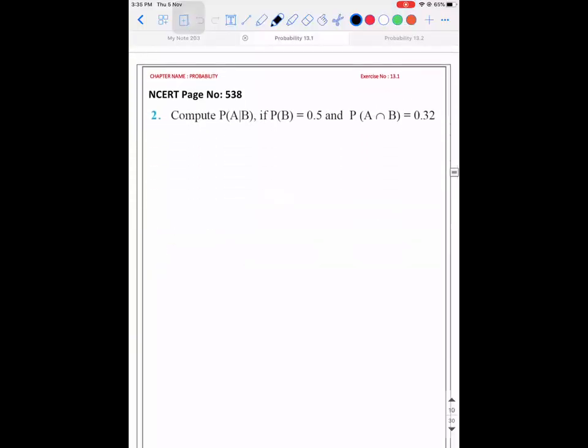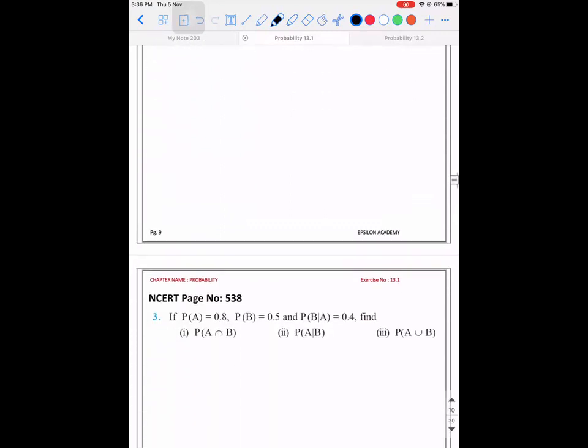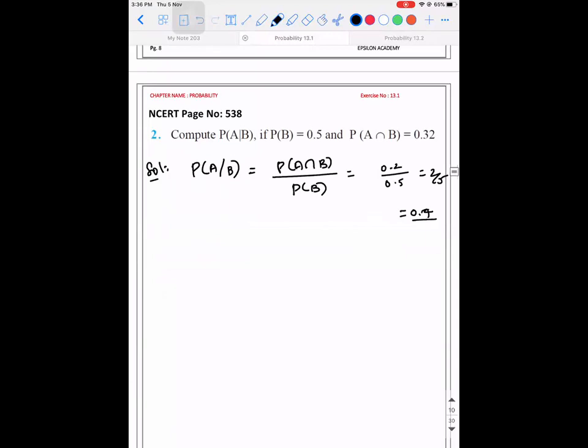So compute the probability of A given B if probability of B is 0.5 and probability of A intersection B is 0.32. Answer. Probability of A intersection B divided by probability of B, that is 0.32 divided by 0.5. 3.2 by 5. So 0.64 is the answer, right? Is that right?